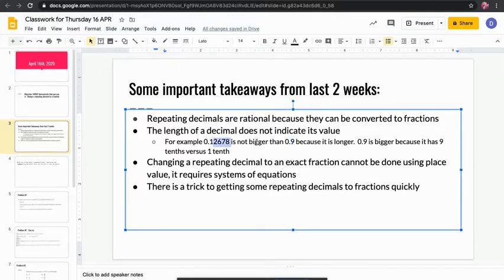These place values don't have much value at all. I could write this as 0.9000. It doesn't change the number, but you can see it's much bigger. It's significantly bigger than this. So the length of a decimal does not indicate its value.